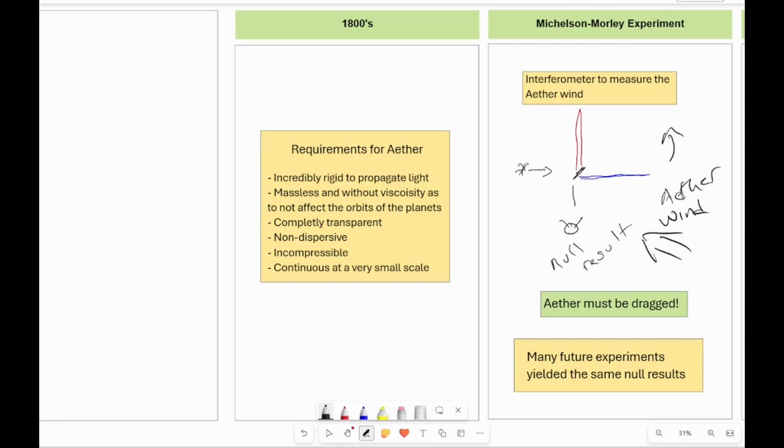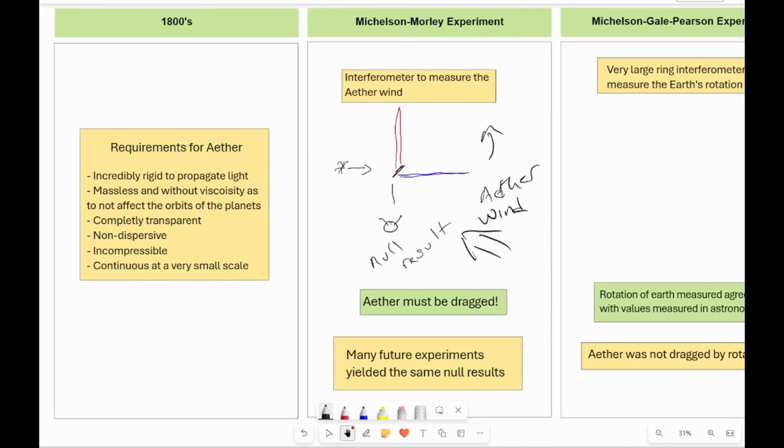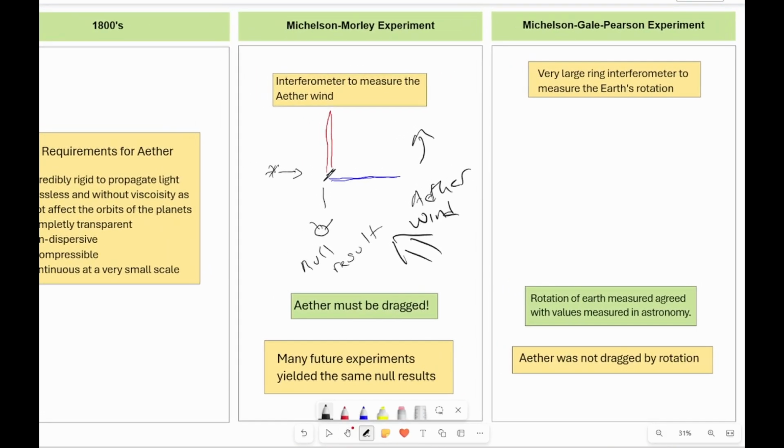Many more experiments later, with a lot more precision, were carried out, and they all confirmed the same thing: there was not any sort of Aether wind measured. So if Aether is being dragged by the Earth, then clearly it would be dragged by the rotation, as the Earth spun.